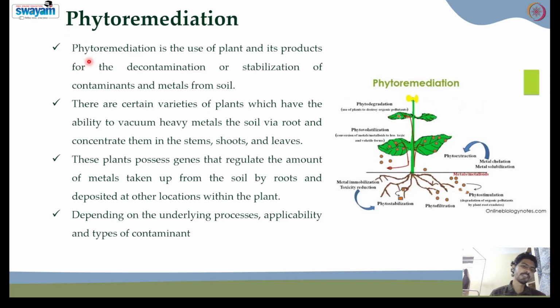So then what is the difference from bioremediation? Bioremediation is cleaning the pollutant using the microorganism. So if you use microorganism, it is bioremediation, and if you are using especially plants, they are called phytoremediation.